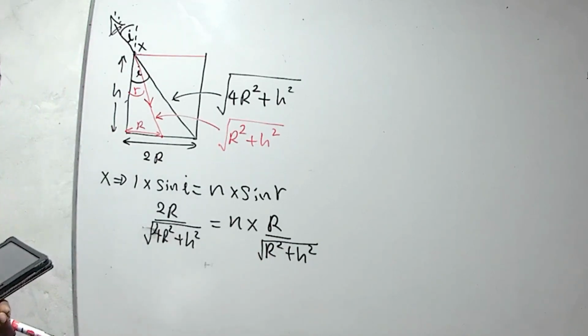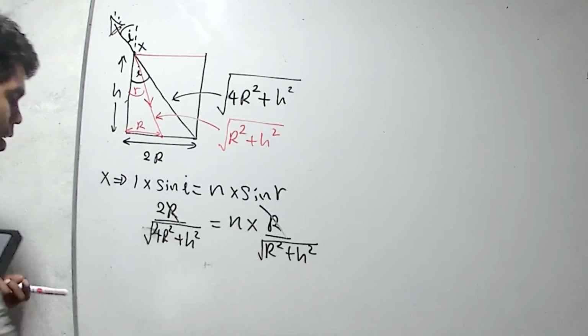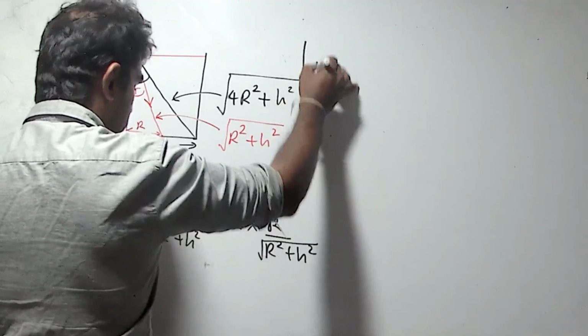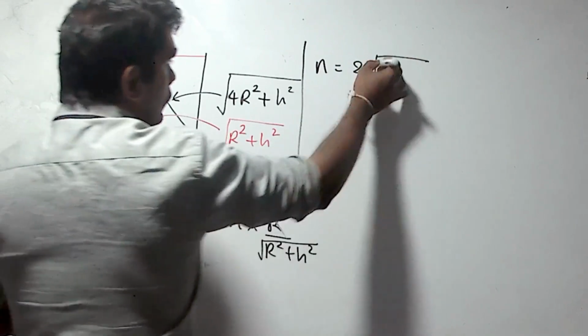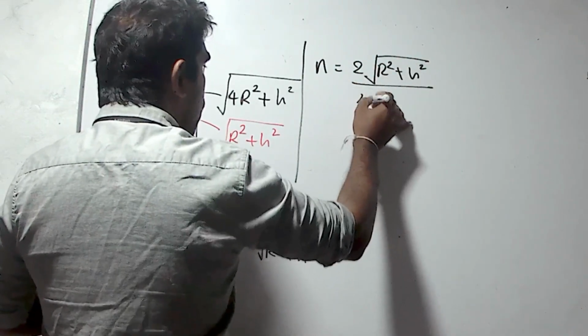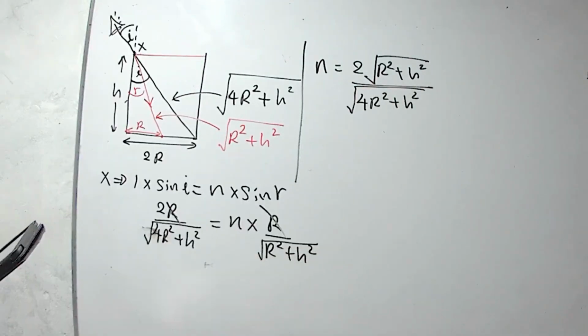Then we can make the refractive index n the subject. We can cancel out r and r. Then n is 2 times the square root of r squared plus h squared, divided by the square root of 4r squared plus h squared. Then the answer is 2.